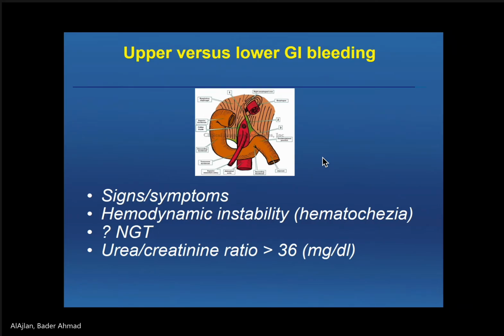The other thing people like, even in the examinations, is the urea to creatinine ratio. If it's more than 36, it's really giving you a hint that you're dealing with an upper GI bleed, and they usually put that in the exams.